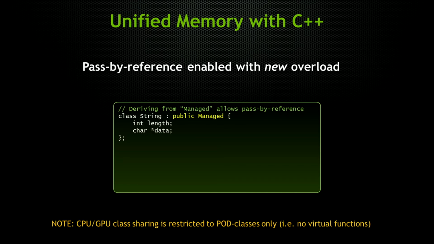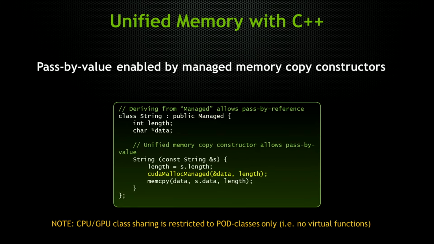So here we have a string class that has char star data and the length, and we inherit from managed, which means that when we call new, it will allocate unified memory, and when we call delete, it will free it. Now, that enables pass by reference. If we want to be able to pass these by value, then we need a copy constructor. So all we do is we create a copy constructor, and we use CUDA malloc managed in the copy constructor to allocate space for the copy that we're creating.